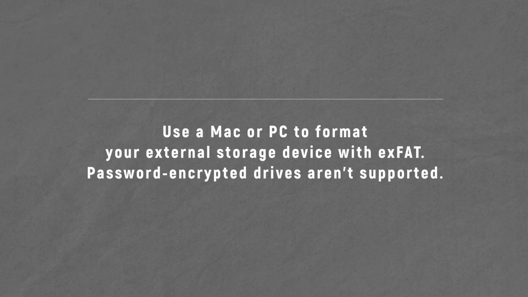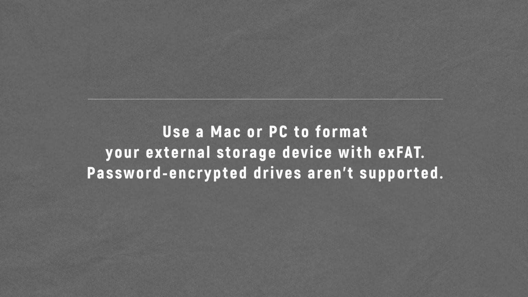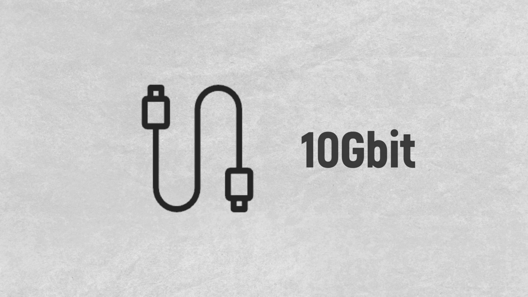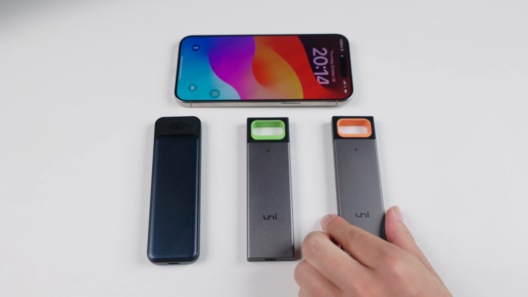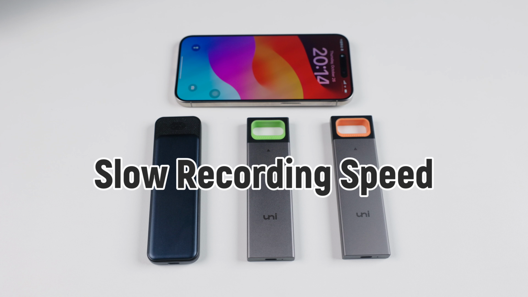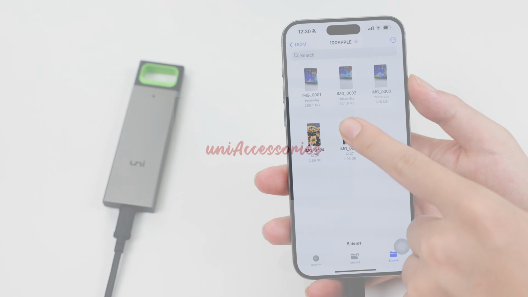First of all, use a Mac or PC to format your external storage device with exFAT. Password-encrypted drives aren't supported. Secondly, use a USB 3 cable with a speed of at least 10 gigabits per second. What's more, your external storage device must write at speeds of at least 220 megabits per second. If you attach a slower external storage device, you might get a slow recording speed message. Then, use the Files app to manage your ProRes files.